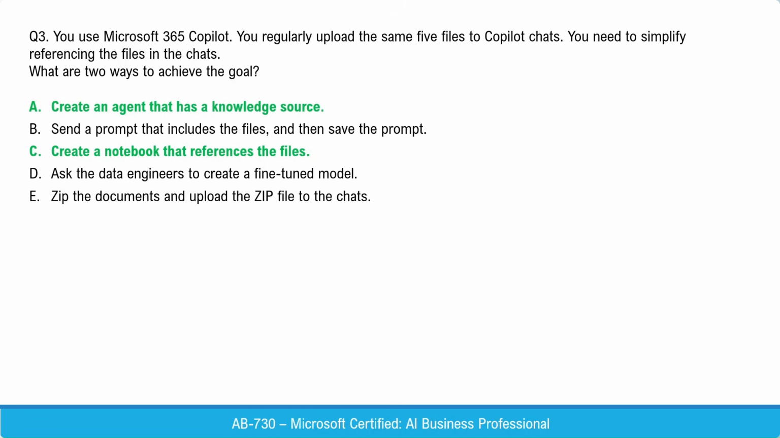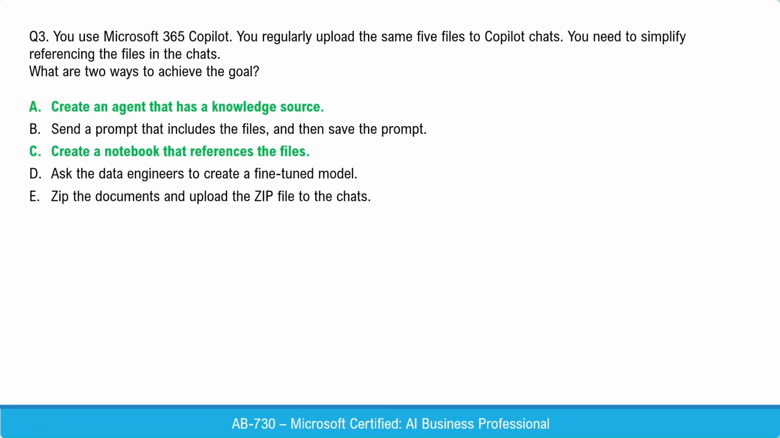Option A is correct because when you create an agent with a knowledge source, those files become part of the agent's context. Every time you use that agent, it already knows those files. No need to upload them again. Option C is also correct because a notebook allows you to store files and reuse them across multiple interactions. Once the files are in the notebook, Copilot can reference them directly.